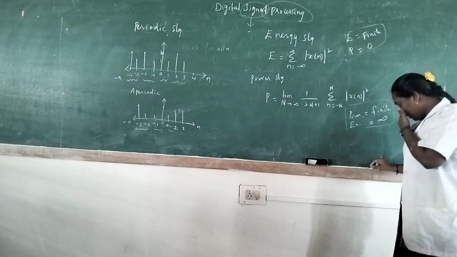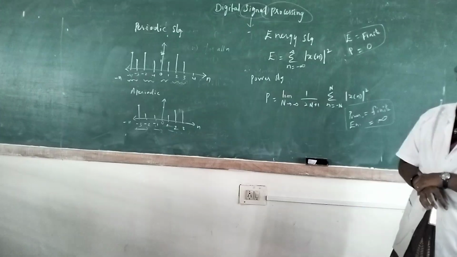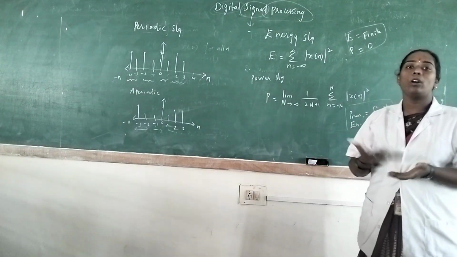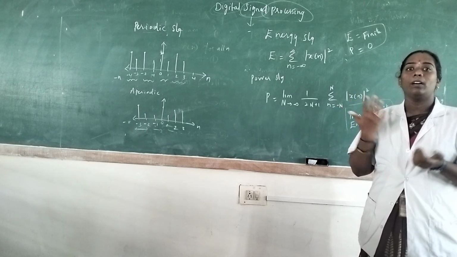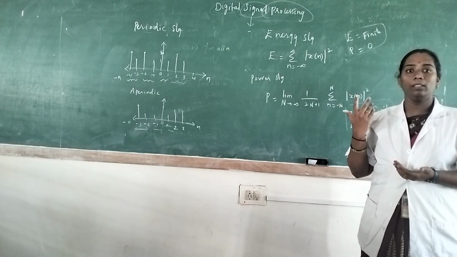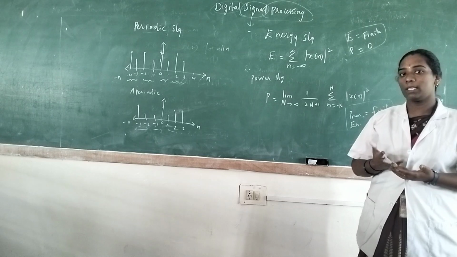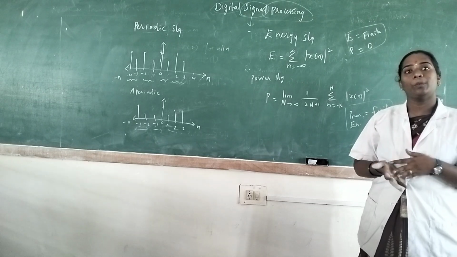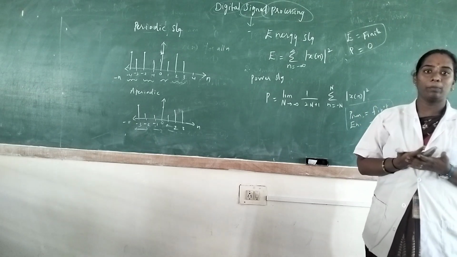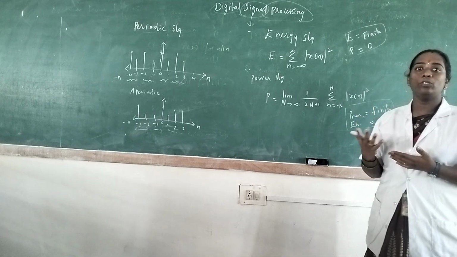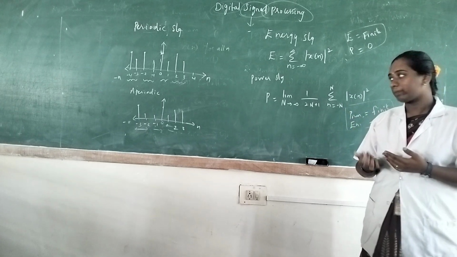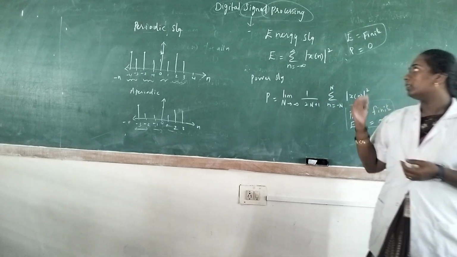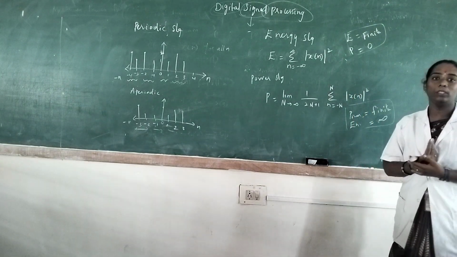So these are the different classifications of signals, that is causal, non-causal, anti-causal signal. Next, symmetric or even signal, anti-symmetric or odd signal. Then the third type of signal is periodic signal and aperiodic signal. And the fourth one is your energy signal and power signal. Okay. This is the introduction about digital signals.